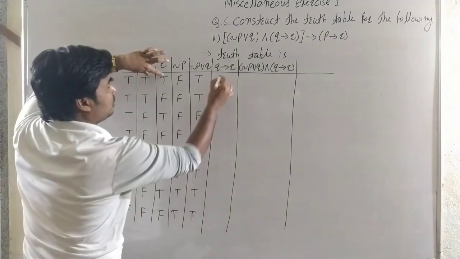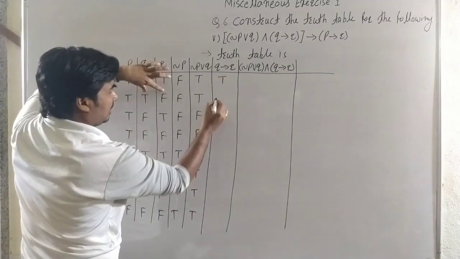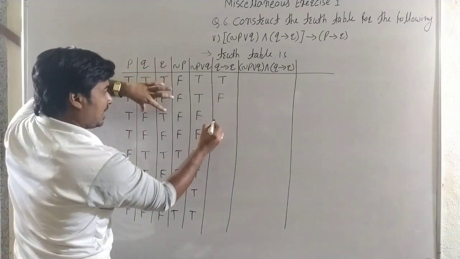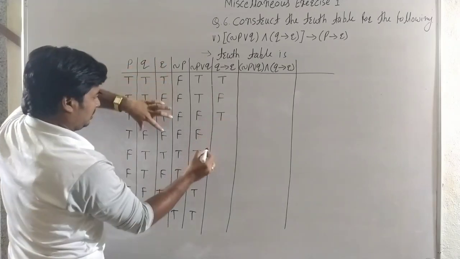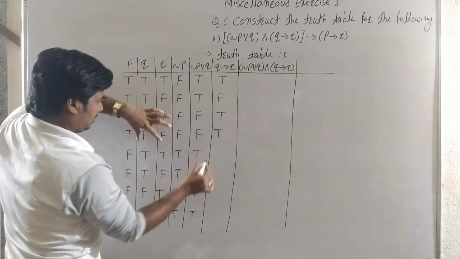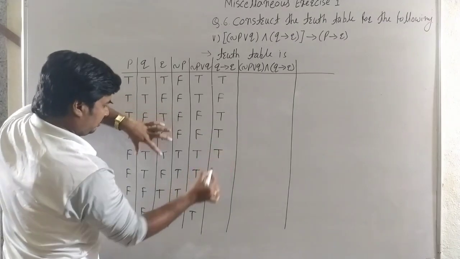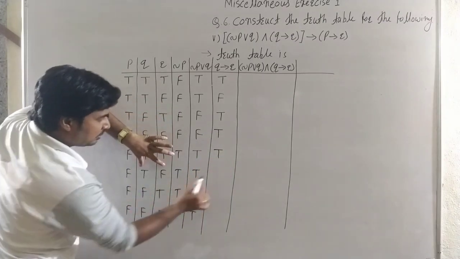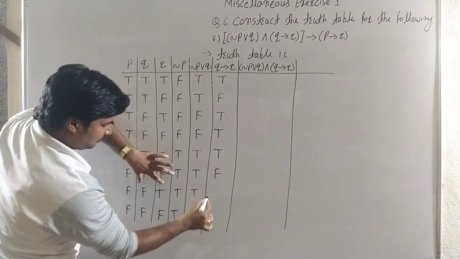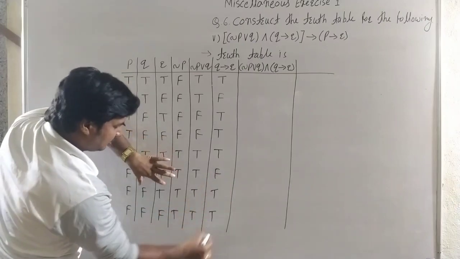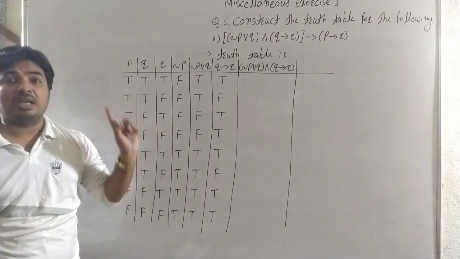True implies true, it is true. True implies false, it is false. False implies true, it is true. False implies false, it is true. True implies true, it is true. And here true implies false, it is false. Then true and then true. Okay, it is Q implies R.